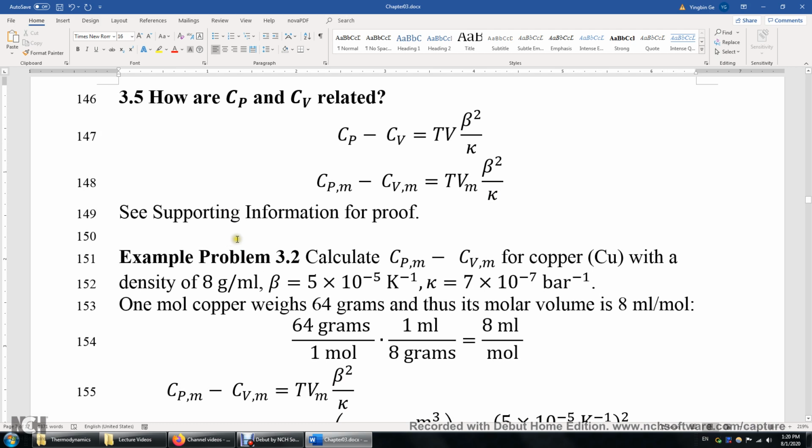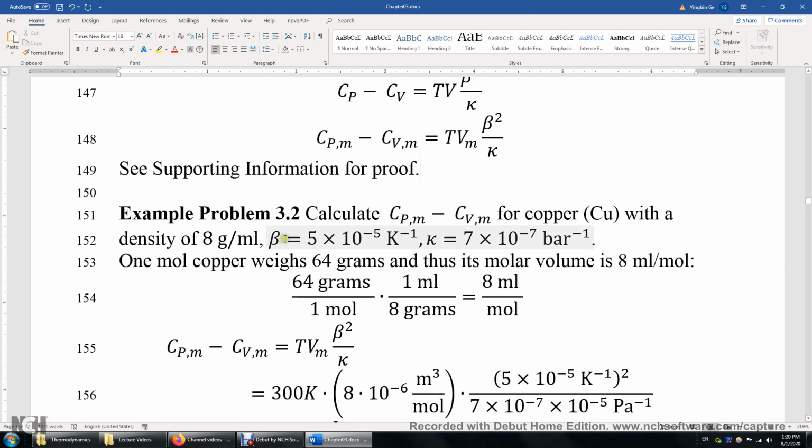Let's look at one numerical example. Let's compute Cpm minus Cvm for copper. What we need to know is the beta value and kappa value. Also, we need to know the molar volume. The density is given to us, but then we can use this information. 1 mole of copper weighs 64 grams, and we can convert this to volume. It's going to be 8 milliliters, and therefore 1 mole of copper has a volume of 8 milliliters. The molar volume is 8 milliliters per mole for copper.